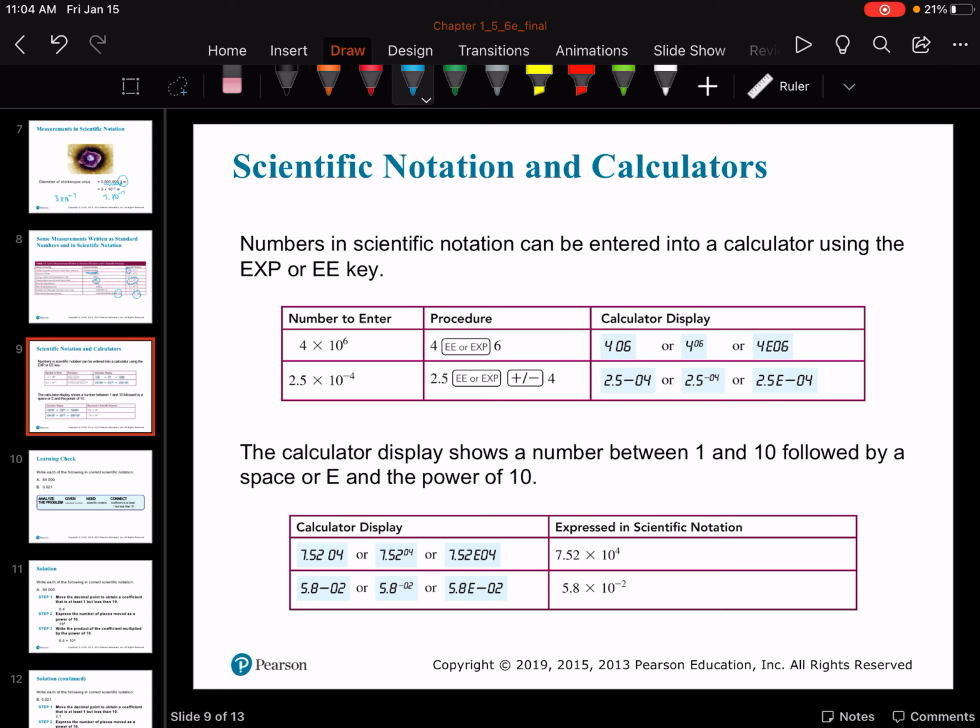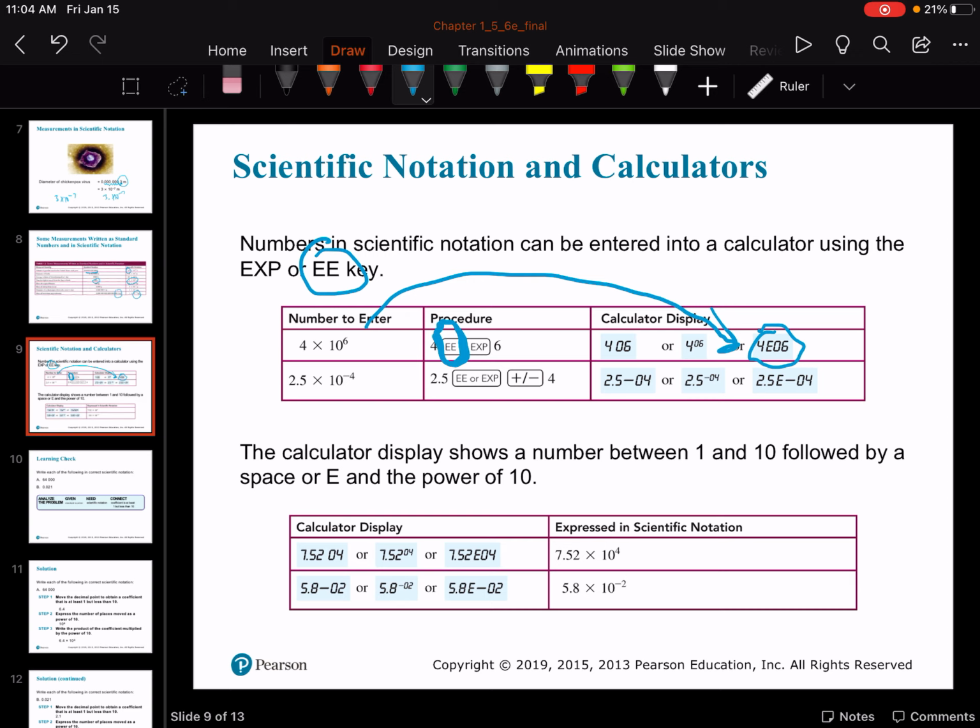This is how you do it in a calculator. I do want to spend a couple seconds on this because most calculators have a key that looks like this, EE, and that is super useful. So if I want to write 4 times 10 to the 6, I write 4 EE 6, and most calculators are going to type it out like that. That 4E06 means 4 times 10 to the 6. This is what this means.